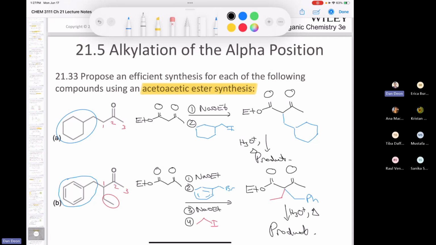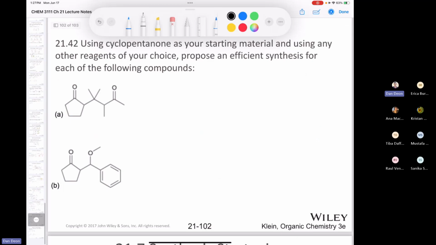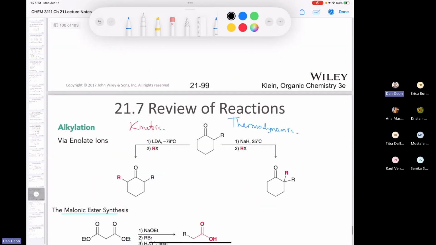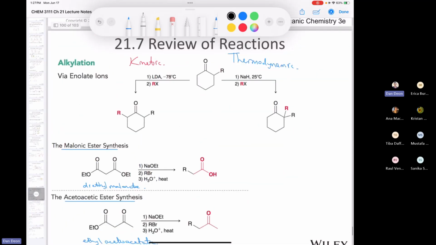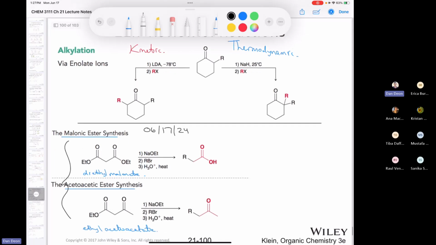So acetoacetic ester synthesis and the malonic ester synthesis. Okay, if you go to the very end of the chapter, where he gives you kind of a summary of all the different things that we covered. So last class, we finished up to this point. We stopped here. And today we're kind of starting here. So today, we've covered these two reactions, malonic ester synthesis and acetoacetic ester synthesis.